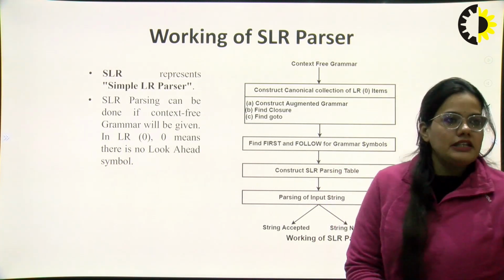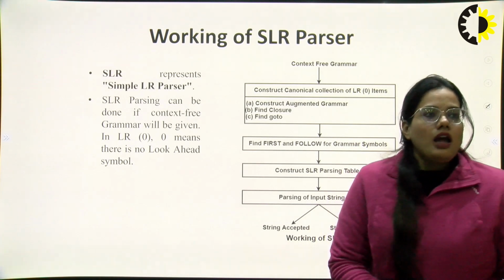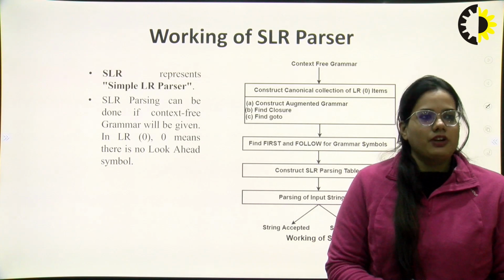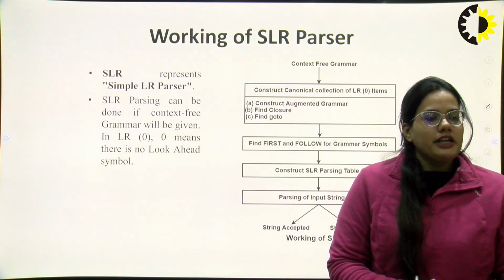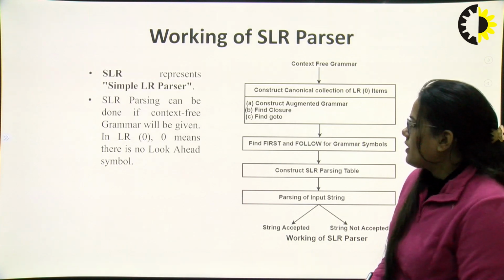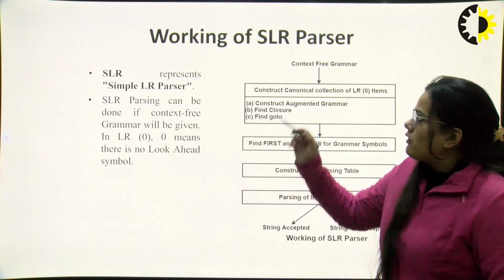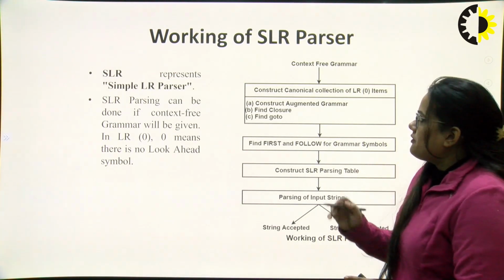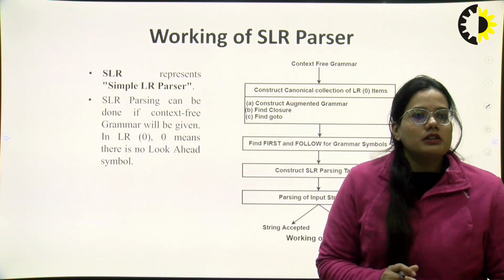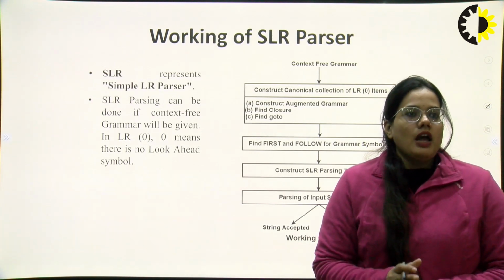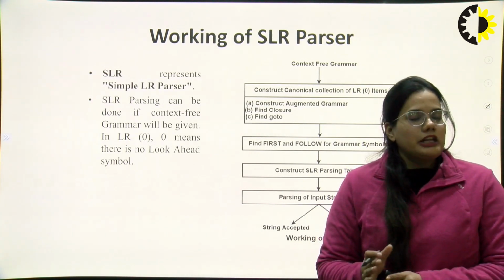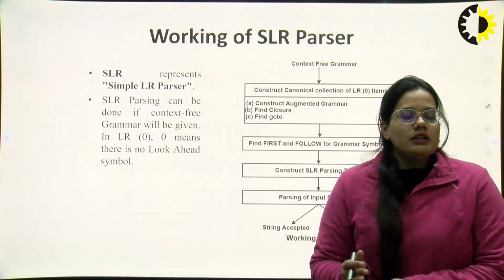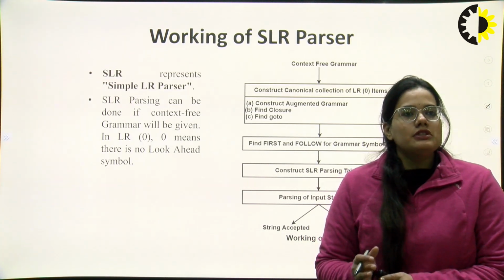SLR represents a simple LR parser. LR parsing can be done if a context-free grammar is given. In LR0, 0 means there is no lookahead symbol. Working of the SLR parser: first, a context-free grammar is given. Then we construct a canonical collection of LR0 items. LR0 means there is no lookahead symbol, L represents left-to-right scanning, and R represents rightmost derivation.